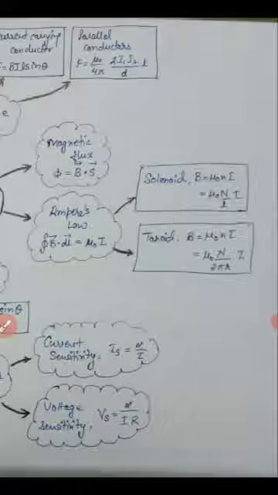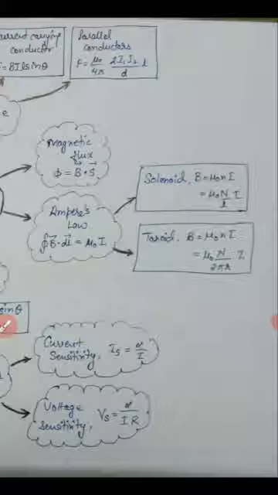Moving on to the next important law, Ampere's circuital law. It gives the closed integral of B dot dl is equal to mu naught into I. Here I stands for the current enclosed by the Amperian loop.